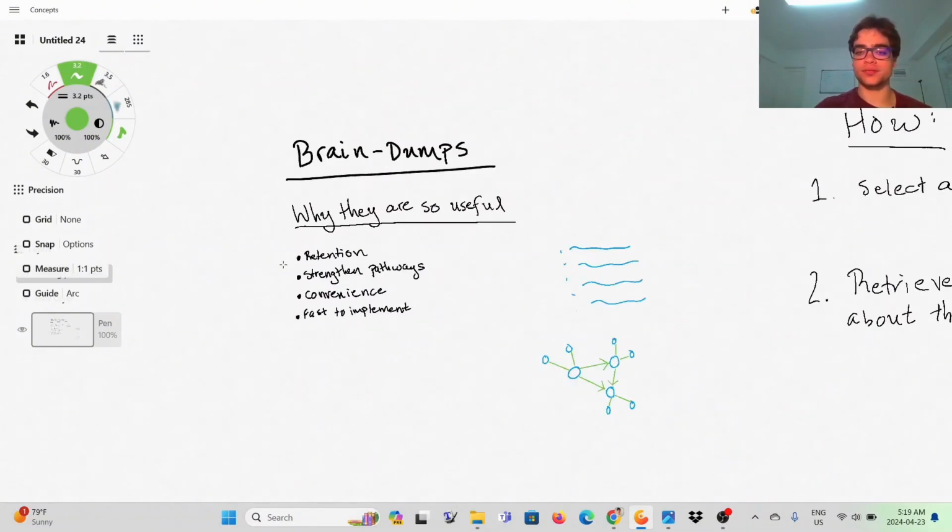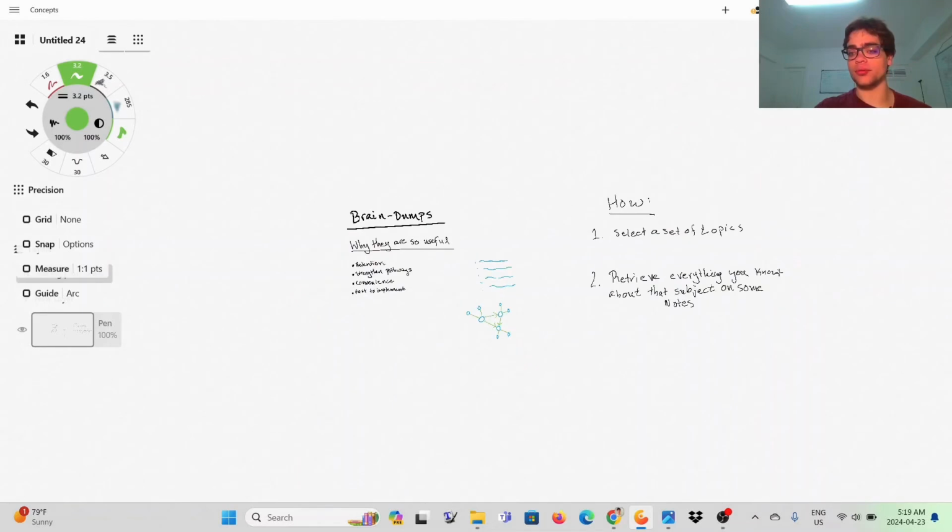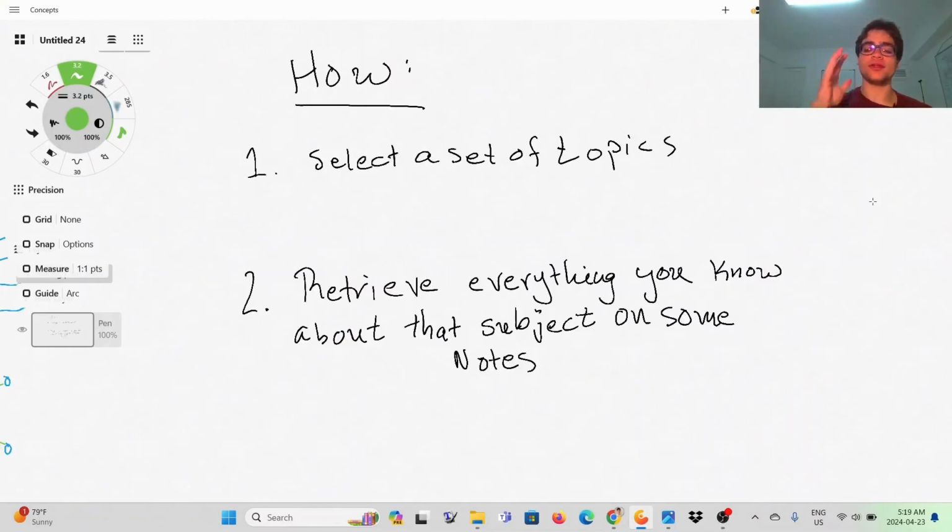Pretty much you pick a topic or a set of topics and just retrieve everything you know about the subject and offload it onto some notes. So it could be a general or more specific topic. It could be, I don't know, quantum mechanics. Okay, everything I know, I'm going to put down. Or it could be something more specific within that, right? It could be, I don't know, computing, solving the Schrodinger equation, something like that. And then I put everything I know about that topic and offload it onto some notes.